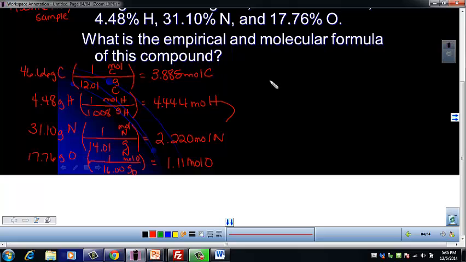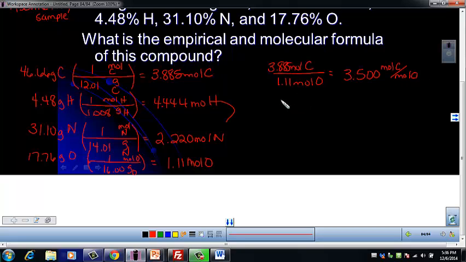So let's go ahead. Remember, our next step is divide by small. Our smallest number of moles is 1.11. So we're going to take 3.885 moles of carbon. We're going to divide by our moles of oxygen, 1.11 moles of oxygen, and that gives us 3.500 moles of carbon per mole of oxygen.